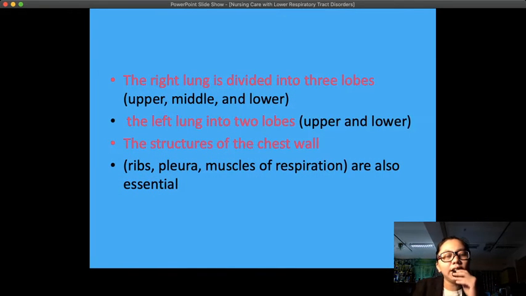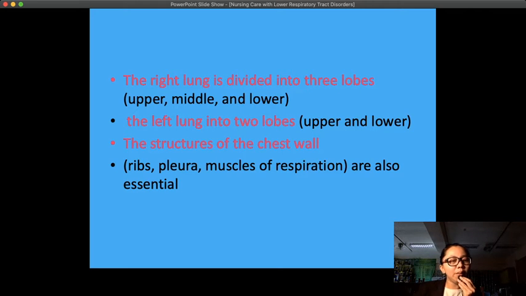Okay, so the right lung is divided into three lobes: upper, middle, and lower. The left lung into two lobes, upper and lower. And the structures of the chest wall, so we have ribs, pleura, muscles of respiration. They are also essential. Kasi kung walang ribs, okay, what will protect your lungs from injuries?